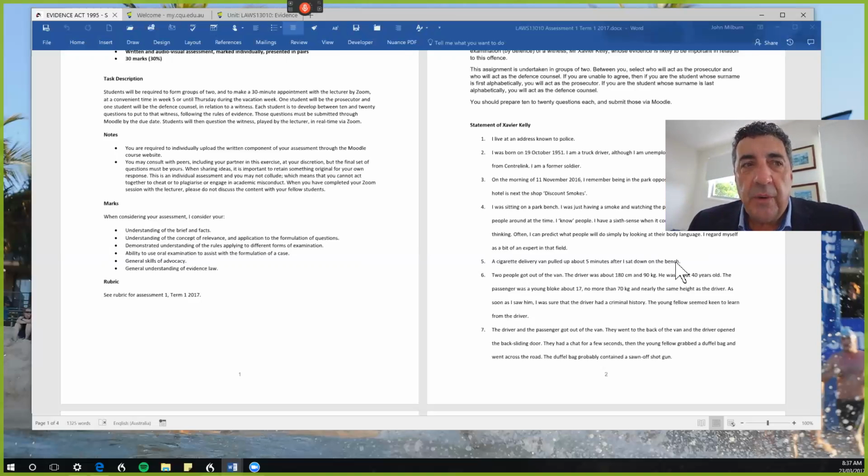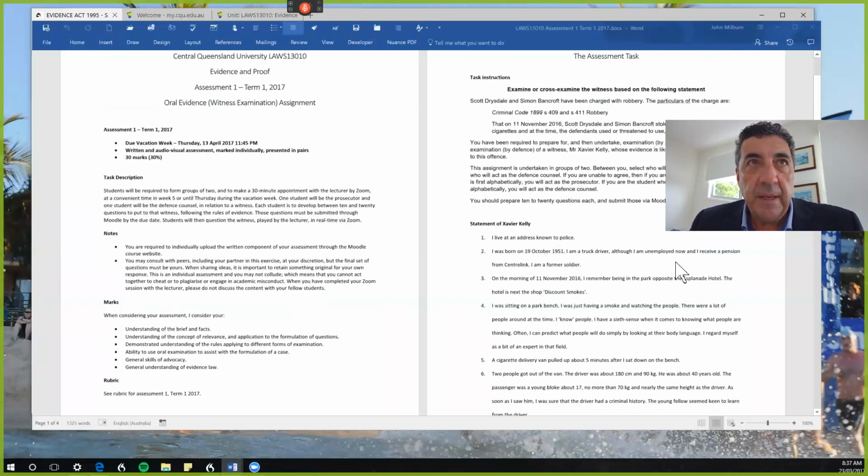When you're going through the process of examining or cross-examining Xavier, you need to identify the main issues. So what is really important in this case? If you're the prosecutor, you need to firstly look at the charge. You'll see that it's robbery. You'll see the indictment, which is, if you like, the particulars of the charge, which would be on an indictment. And you need to ask yourself, which of those issues can I extract from the evidence of Xavier Kelly that will help to support the charge?